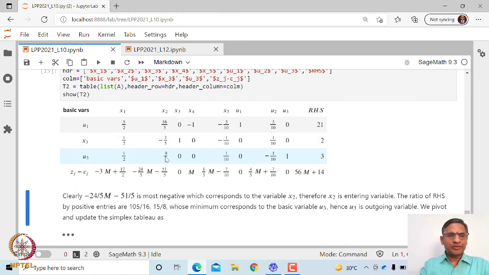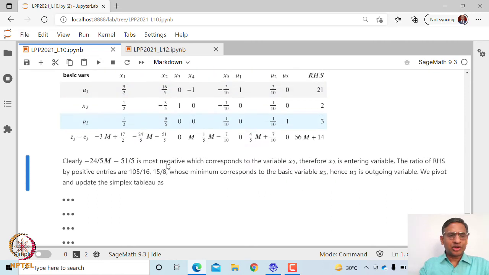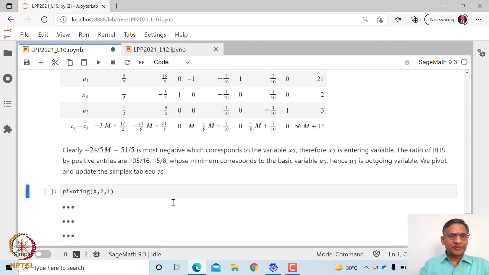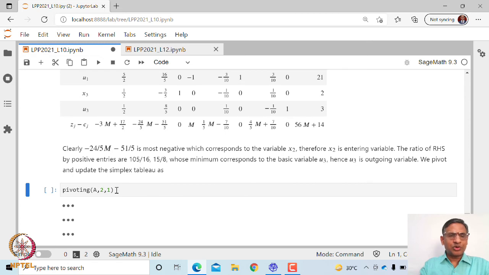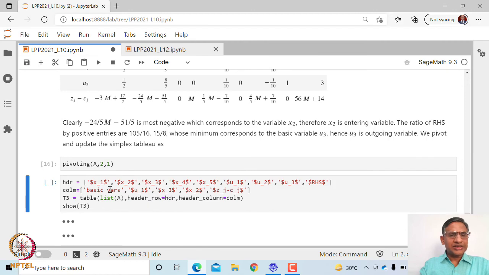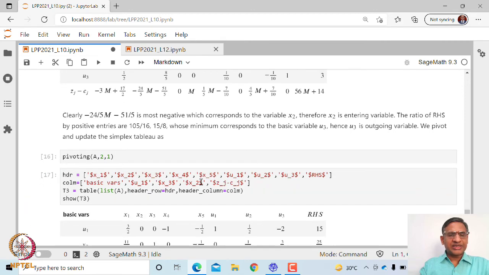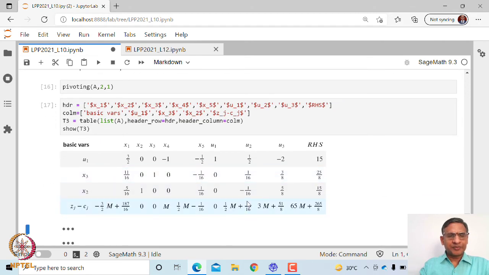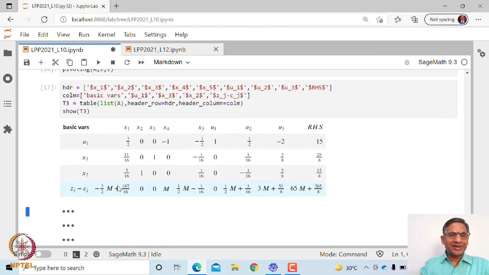So we will have to apply pivoting with respect to the third row and second column. So when we do that, that means pivoting A(2,1), where 2 means third row, 1 means second column. When we apply pivoting, let us again write the updated simplex table, this is what we get. Again you can see here this is most negative.